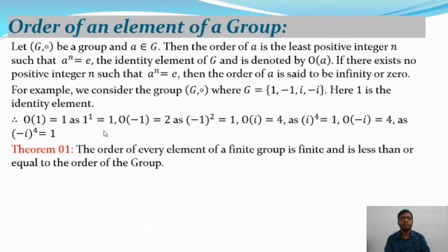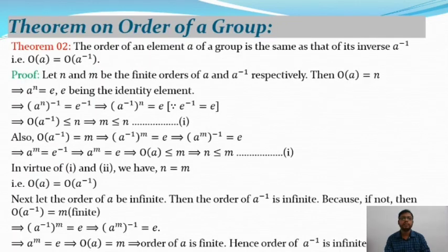So there is a theorem on order of an element of a group. The order of every element of a finite group is finite and is less than or equal to the order of the group. And the very important thing about the order of a group is that when G is a finite set, then the number of elements of the group G with composition is said to be the order of the group. Let us move on to the next slide.